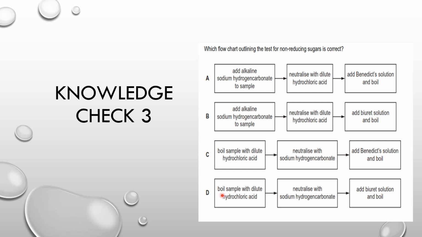But let's check why D is the wrong answer. When you boil the sample with dilute hydrochloric acid, neutralize with sodium... Yeah, this is correct. You don't add biuret. Biuret is not used for testing non-reducing sugar. You use Benedict's solution. Okay, so the answer is C. C is the answer.